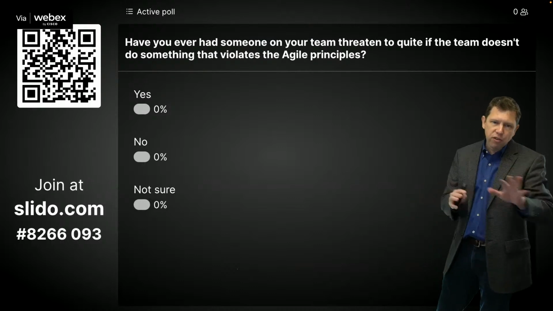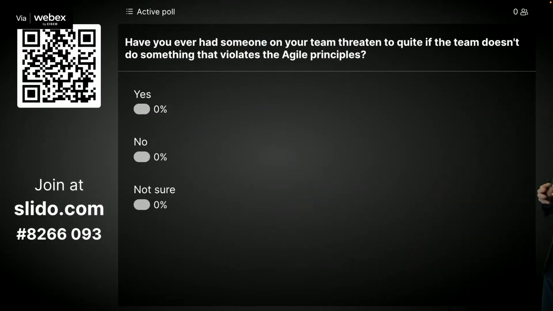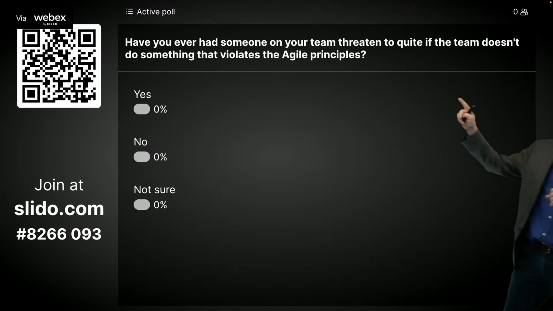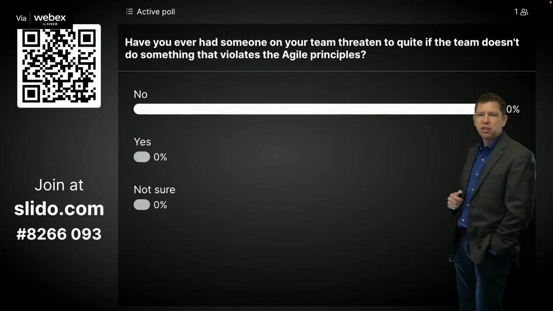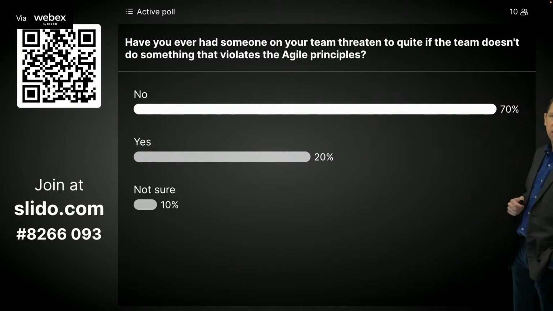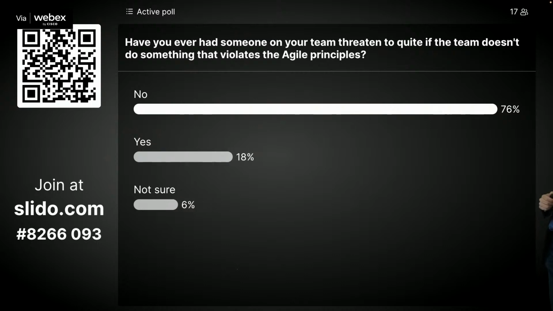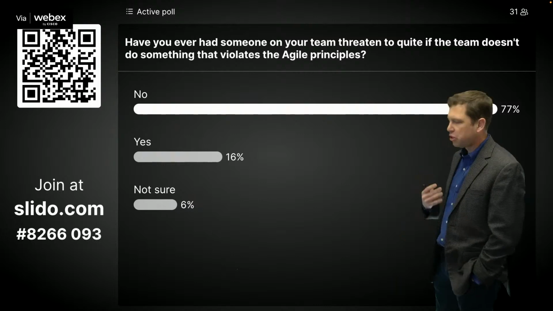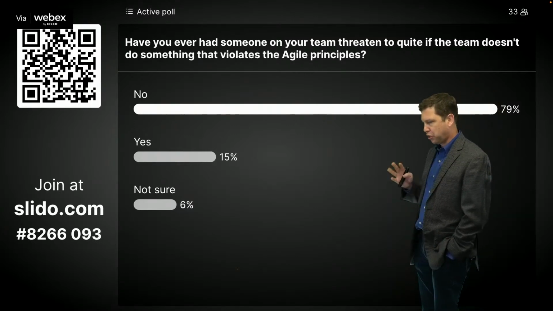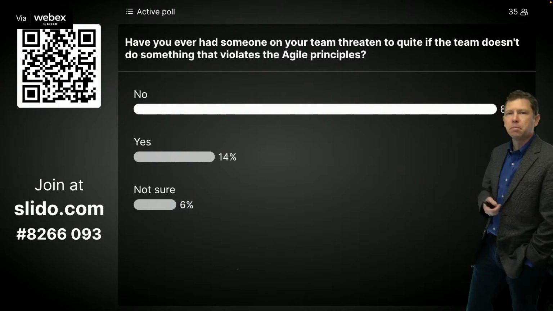Have you ever had someone on your team threaten to quit? Oh, I spelled it wrong. Sorry, that should be quit. Quit the team if the team doesn't do something that violates the Agile principles. So have you ever been in a situation where somebody threatened to quit if the team doesn't do something that violates the Agile principles? There are subtle threats, and then there are people that would actually quit. But this is something that happens sometimes, right?